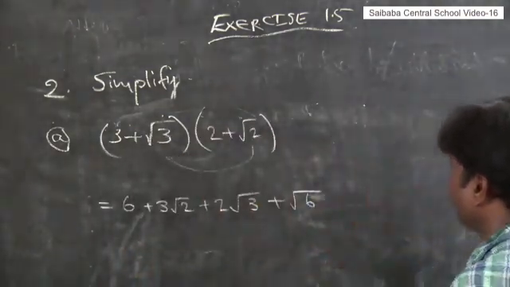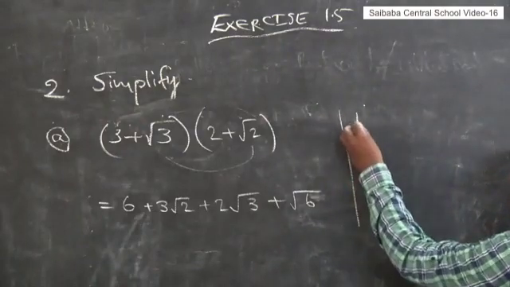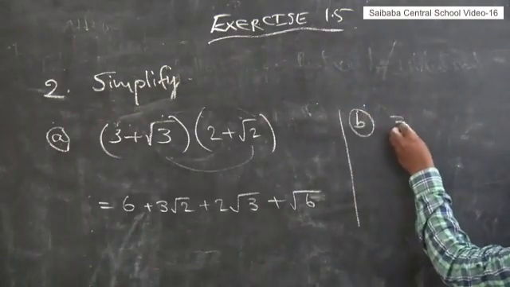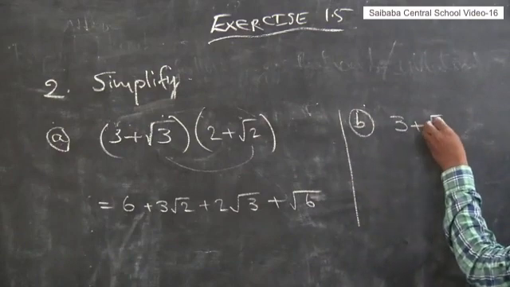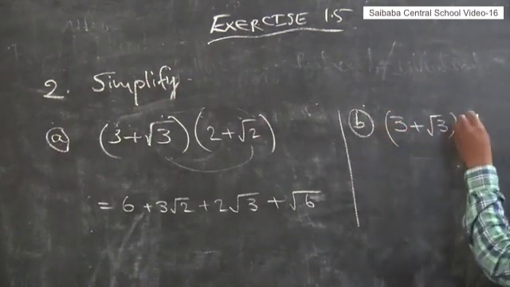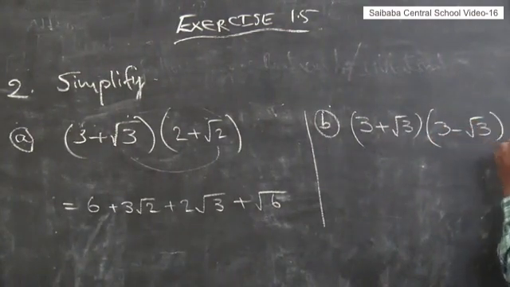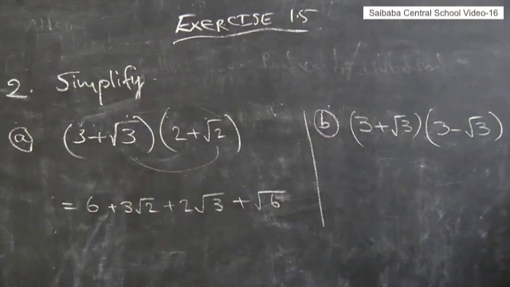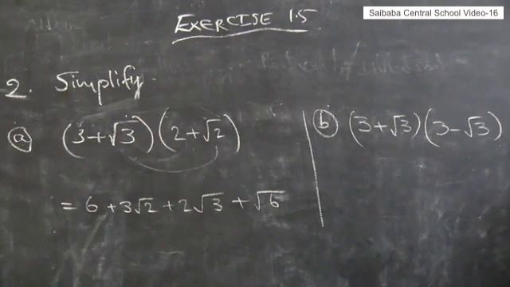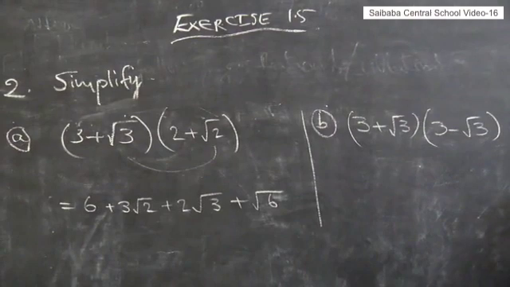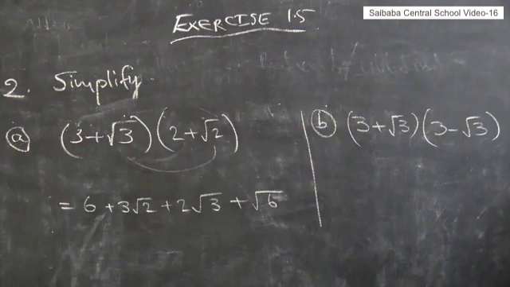Question number B. I'm explaining: 3 plus root 3, and the second one, 3 minus root 3. 3 plus root 3 into 3 minus root 3. Before, I explained the given formula: root A plus root B into root A minus root B. We can use that identity, or else we can do multiplication directly.